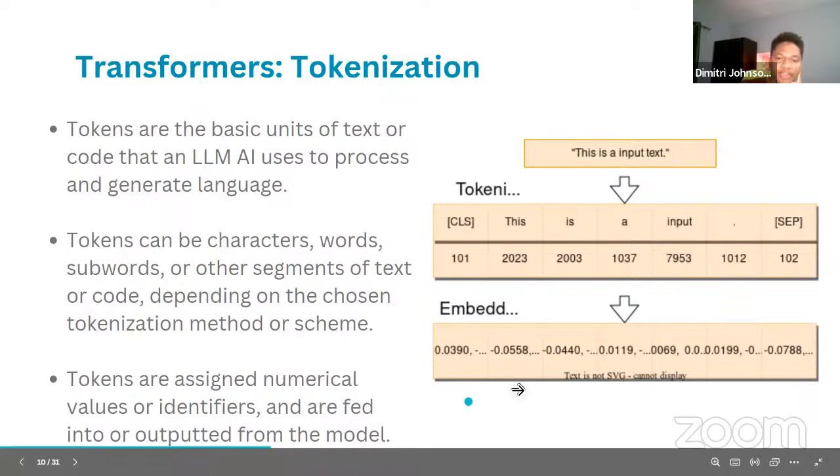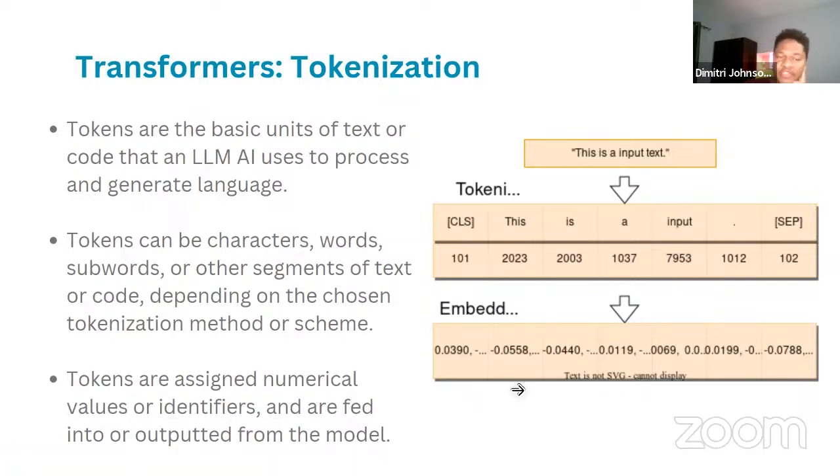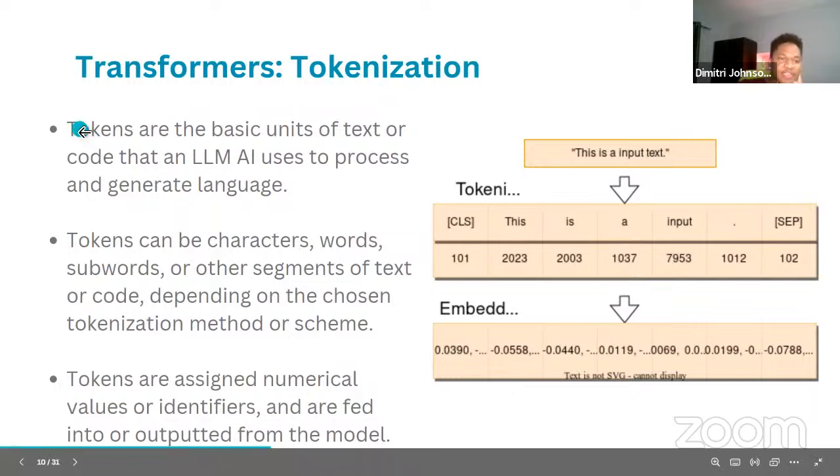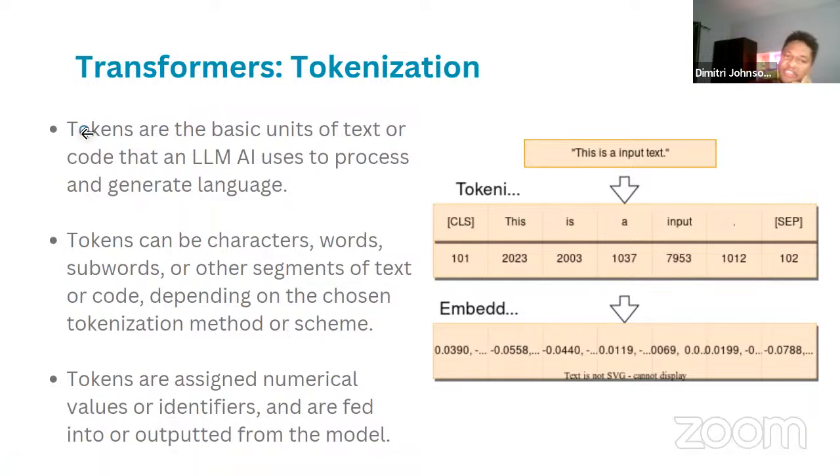LLMs, and artificial intelligence models in general, cannot handle text, right? Text makes no sense to them, because they only make sense of numbers. They're doing calculations on those numbers; they can't do calculations on text. So we have to find some way to input text into the model. We'll have to convert it to numbers first, and that is where tokenization comes in.